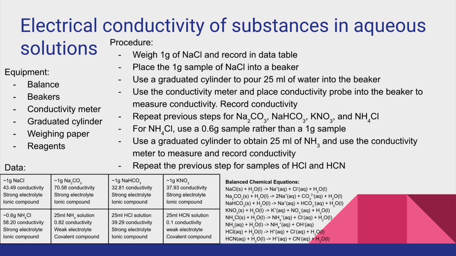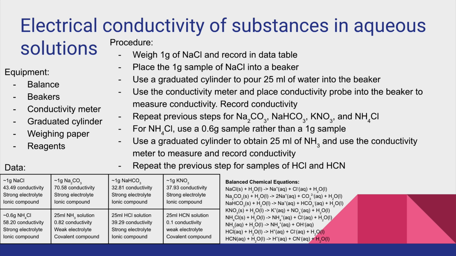So the procedure of this lab. First, we started by weighing a 1 gram sample of sodium chloride, recording the weight and placing that sample into a beaker. Then, a graduated cylinder was used to measure and pour 25 milliliters of water into the beaker containing 1 gram of sodium chloride. Next, a conductivity meter and probe were used to measure the electrical conductivity of the solution. This was recorded in a data table as well.